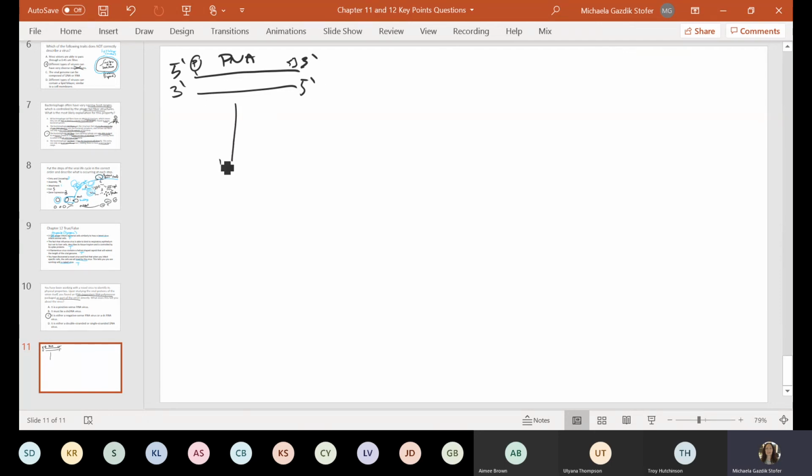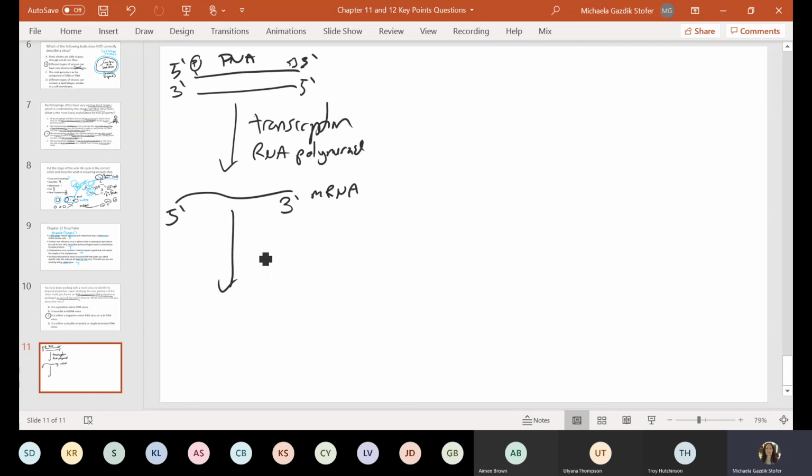That DNA gets transcribed by an enzyme called RNA polymerase to make messenger RNA. And here's the key. Messenger RNA goes 5' to 3'. And this then gets translated. And remember, that happens by the ribosomes to make some sort of protein that's going to have some sort of 3D shape.